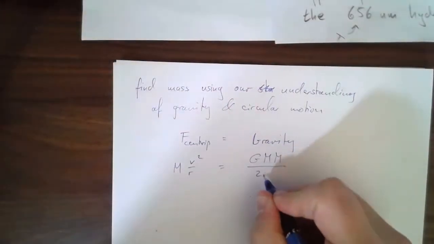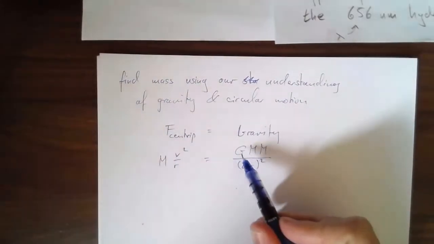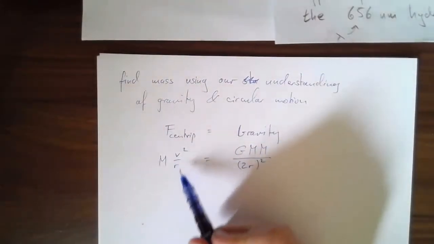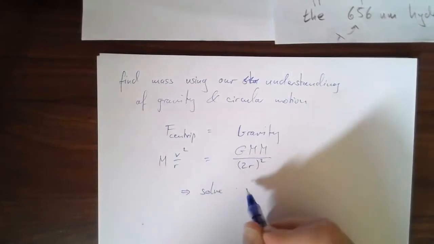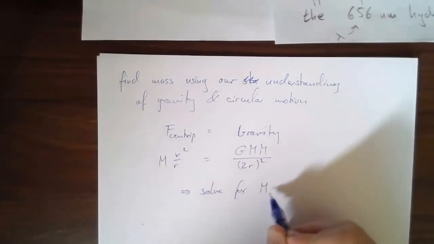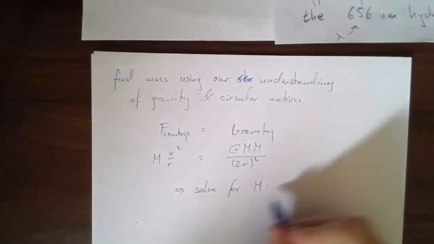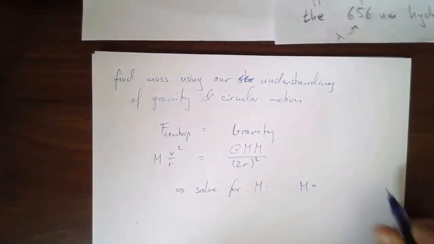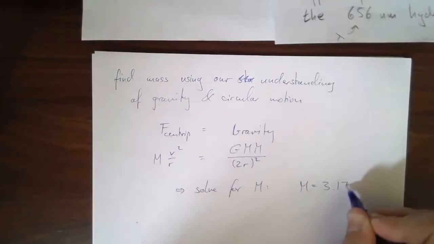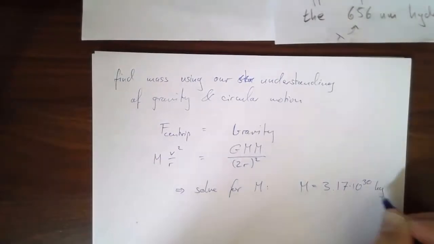Divided by 2r squared, and I know all the values, right? G is a constant. v I worked out. I can just solve this for the mass. You just rearrange it, you cancel an m, rearrange. You're going to get m is equal to, if my math isn't mistaken, about 3.17 times 10 to the 30 kilograms.